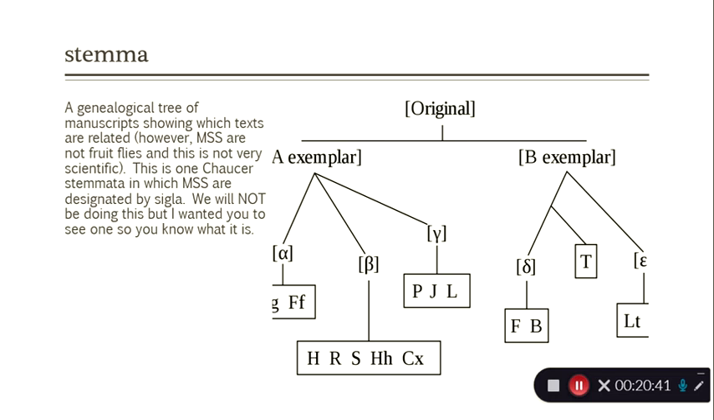Anyway, you can see here what sigla are. Sigla are the way these manuscripts are being discussed. I think this is for the Parliament of Fowls, and H may refer to the Huntington manuscript, and CX here refers to Caxton.